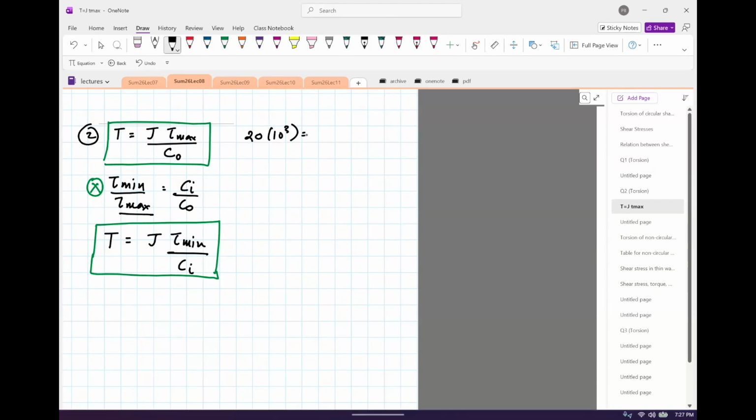Tau, okay, we need to compute J though. J is pi divided by 32 times the diameter raised to 4. Let me do it in terms of the variables we have written down here: 2C outer raised to 4 minus 2C inner raised to 4, right? The diameter outer raised to 4 minus the diameter inner raised to 4. That's what I wrote down.